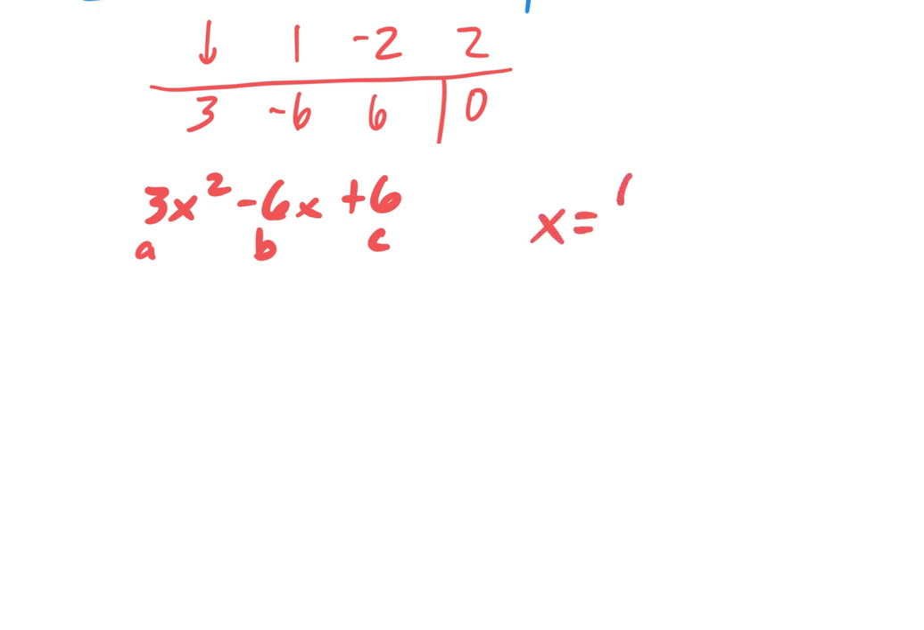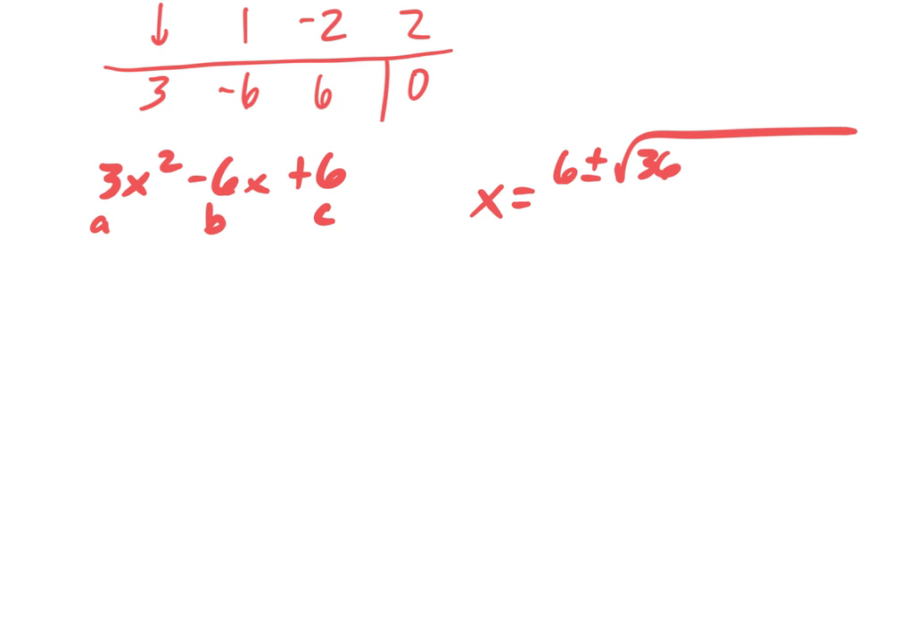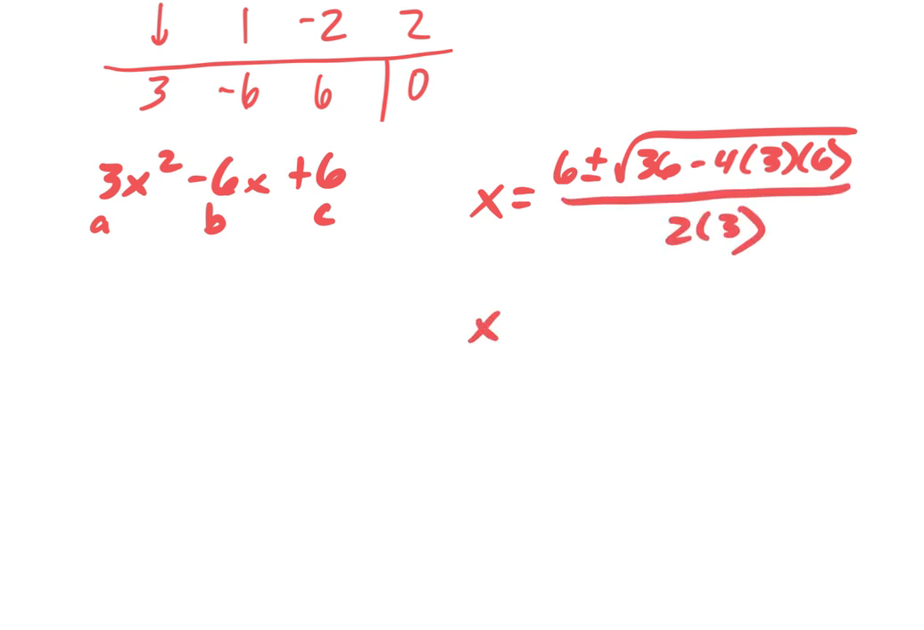So the opposite of -6 is +6. -6 squared would be 36 minus 4 times 3 times 6, all over 2 times 3. Four times 3 is 12. 12 times 6 is 72. 36 minus 72 would be -36, all over 6.